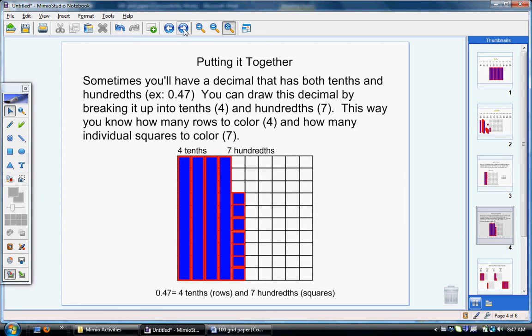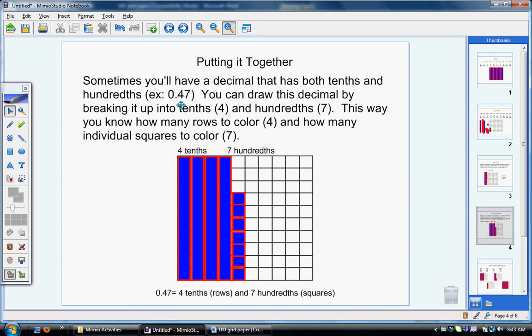So let's put it all together. Sometimes you'll have a decimal that has both tenths and hundredths. For example, this is 47 hundredths. I can see that there's 4 tenths and 7 hundredths. I could draw this by counting 47 of those itty-bitty squares, but that would take a really long time. Instead, I could draw this decimal by breaking it up into tenths, 4, and hundredths, 7.